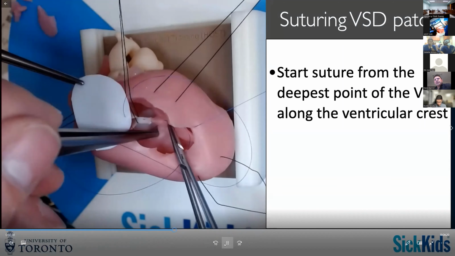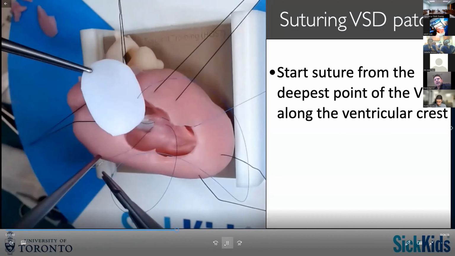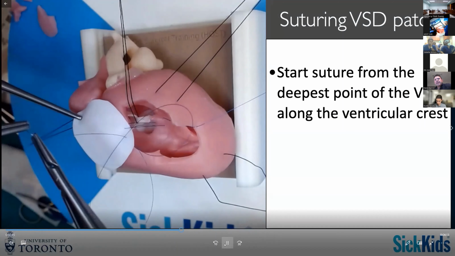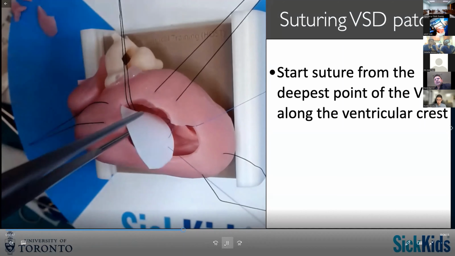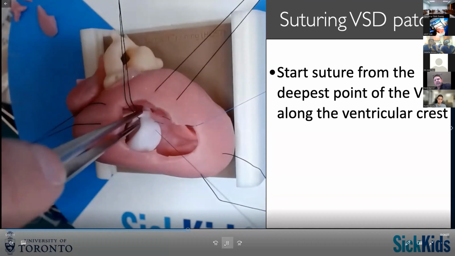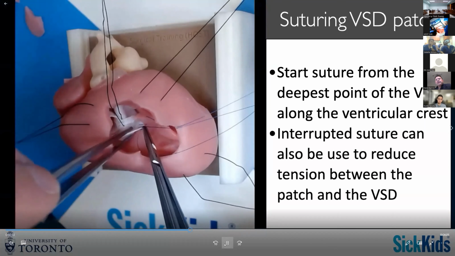And then just to show quickly the technique, I would start at the deepest point of the crest of the septum and start off by running around the inferior margin of the VSD. I'm just tucking the patch out of the way.